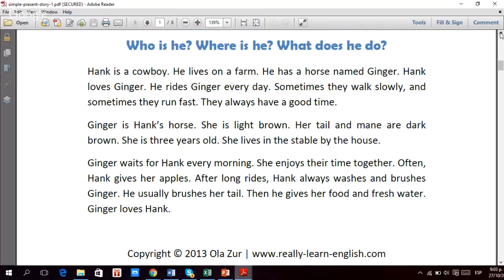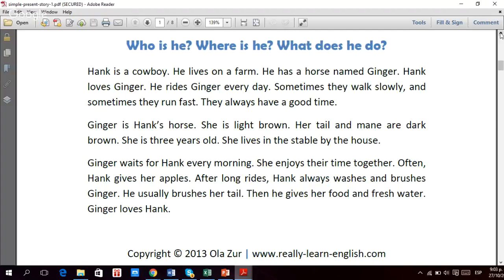Hank is a cowboy. He lives on a farm. He has a horse named Ginger. Hank loves Ginger. He rides Ginger every day. Sometimes they walk slowly, and sometimes they run fast. They always have a good time. Ginger is Hank's horse. She is light brown, her tail and mane are dark brown. She is 3 years old. She lives in the stable by the house. Ginger waits for Hank every morning. She enjoys their time together. Often, Hank gives her apples.